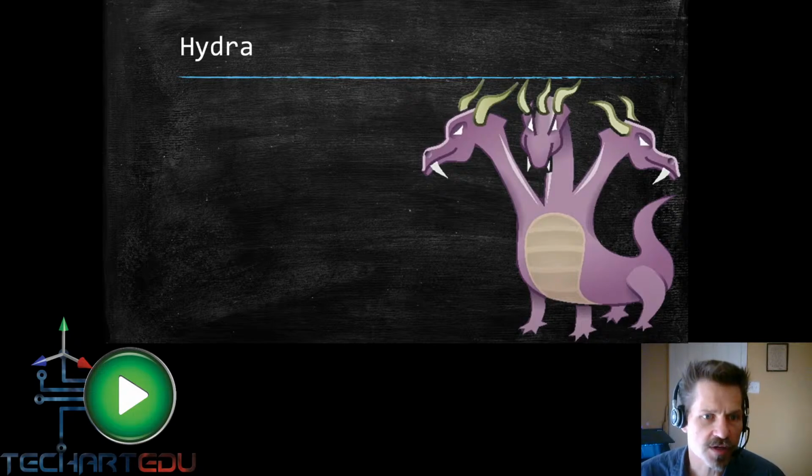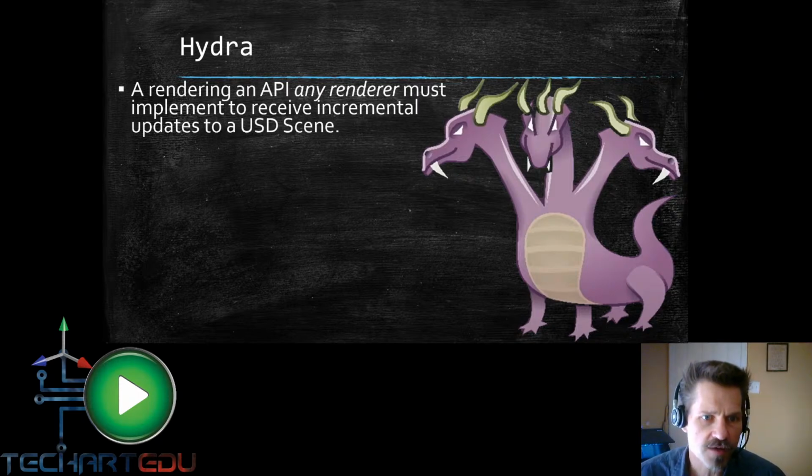All right, Hydra is something that you're going to encounter a lot. Using USD, Hydra is the API that all local renderers have to conform with if they want to use USD. So that means everything that produces CGI elements has got to produce a Hydra delegate in order to visualize a USD scene. And this is really cool.